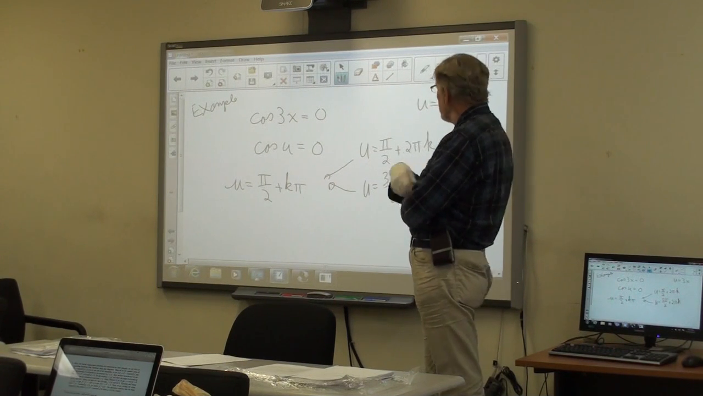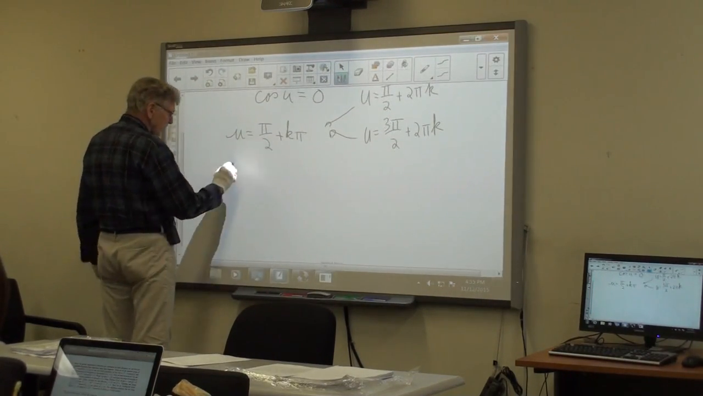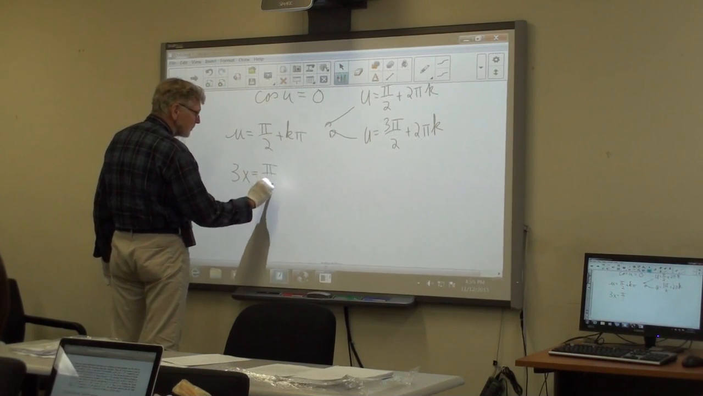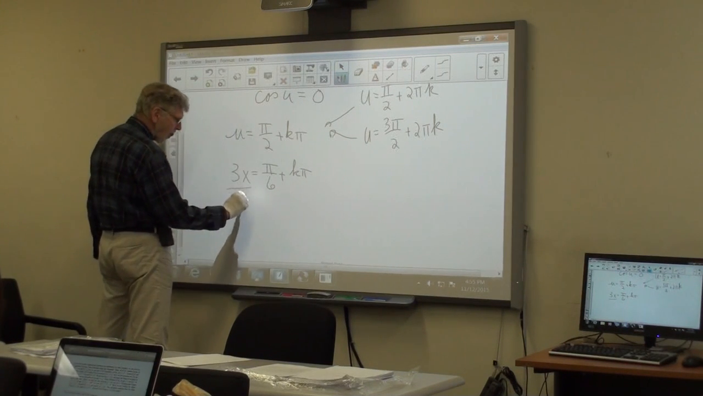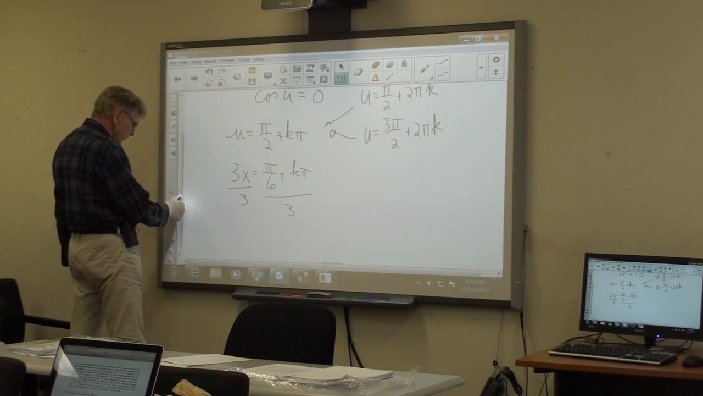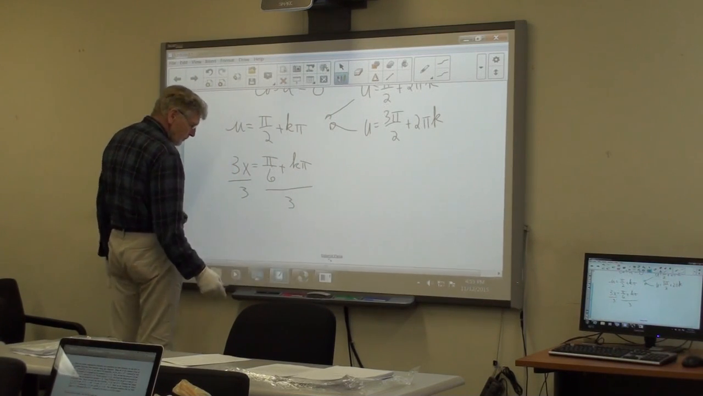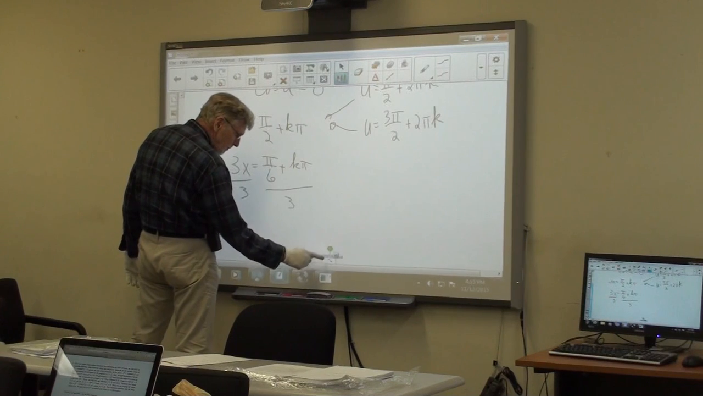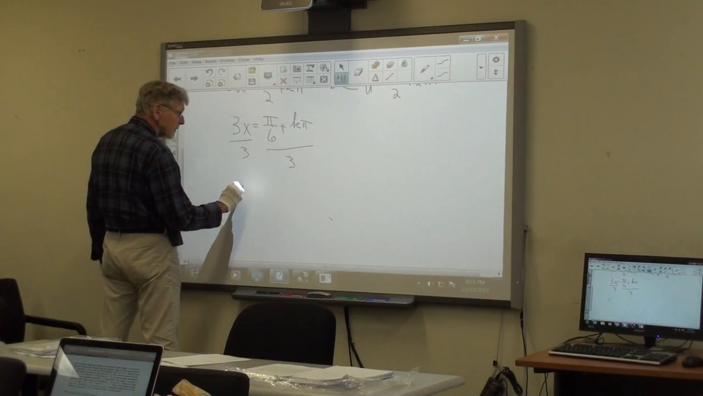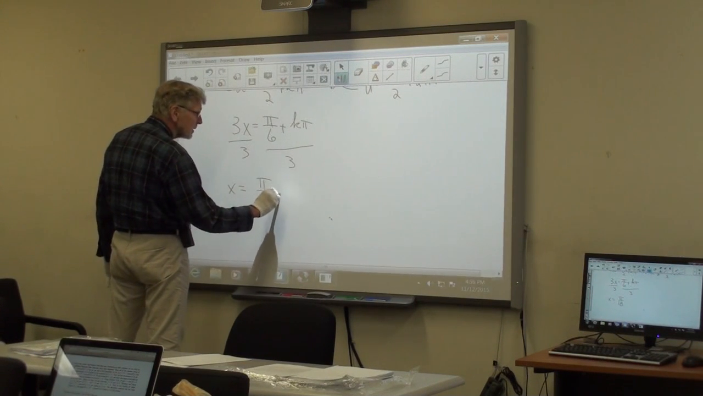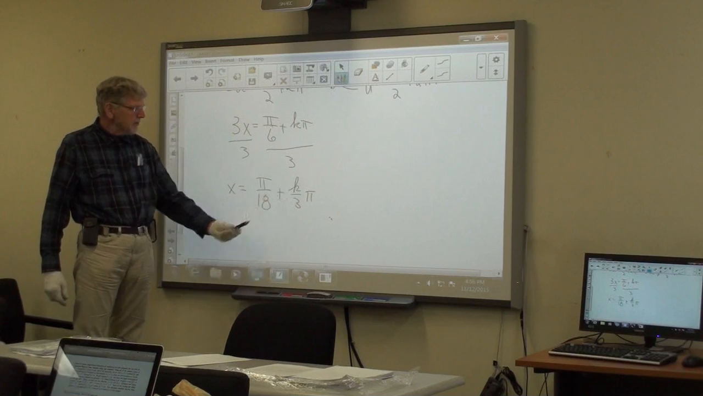And so the next step is to back substitute. u has nothing to do with the answer. So the answer is 3x equals pi over 2 plus k pi. Now we have to divide everything by 3. And this produces x equals pi over 6 plus k over 3 pi. And this is why you had to keep the k, because now it gets divided by 3.